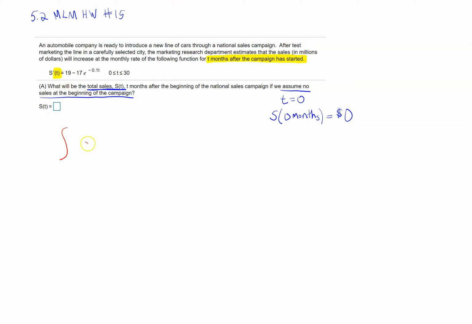So we know that if we're given S prime of t and we take the integral of it, we're going to end up with a generic sales function with some constant being added. Okay, so let's go ahead and find that. So I'm just going to set up my integral. Let's see, I'm taking the integral of 19 minus 17 e to the negative 0.1t. I'm putting that in parentheses because all of that is my integrand. And then I'll put my little bookend here.